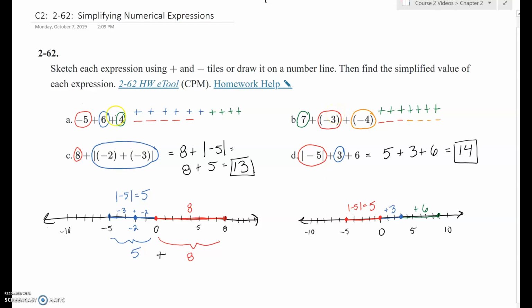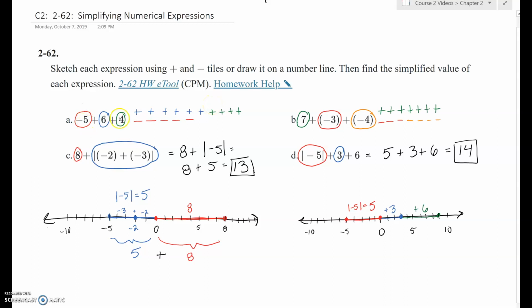So the first expression was -5 plus 6 plus 4. We have three terms here separated by addition or subtraction. Here is just separated by addition. And I decided to go with a plus minus tiles drawing instead of a number line for these. I like the plus and minus tiles. It's really easy to show the result of adding positives with negatives. So I do like those diagrams a lot. And then it wants us to find the value.